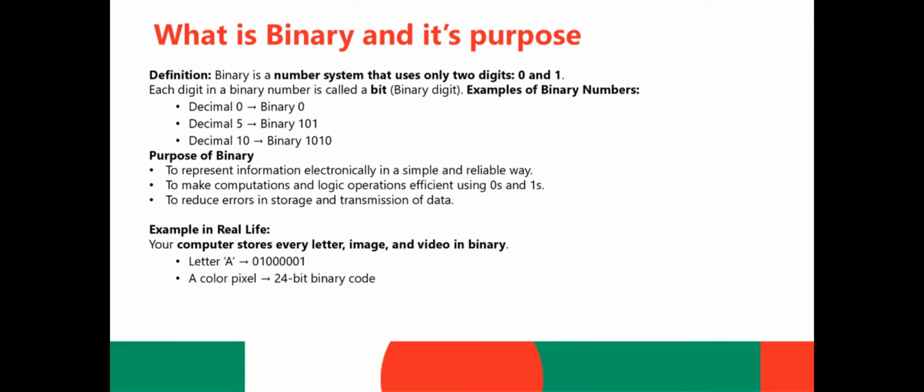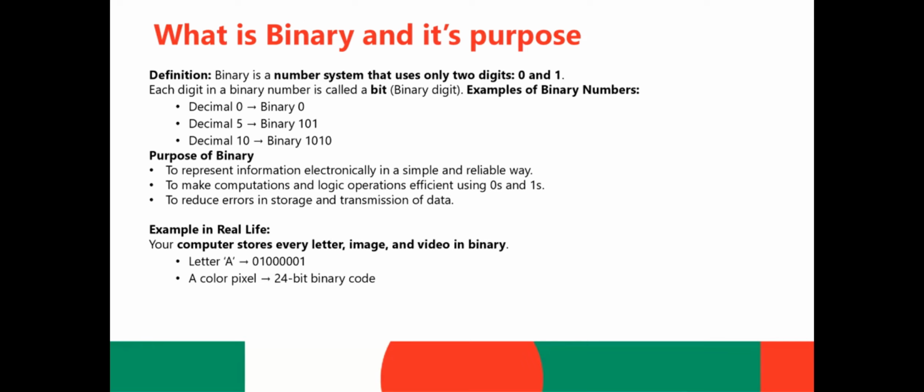0 and 1. Each digit in a binary number is called a bit, short for binary digit. See the examples of binary numbers: decimal 0 can be represented as binary 0, decimal 5 can be represented as binary 101, and 10 as 1010. This conversion from decimal to binary will be explained in later videos, so stay tuned through the series.